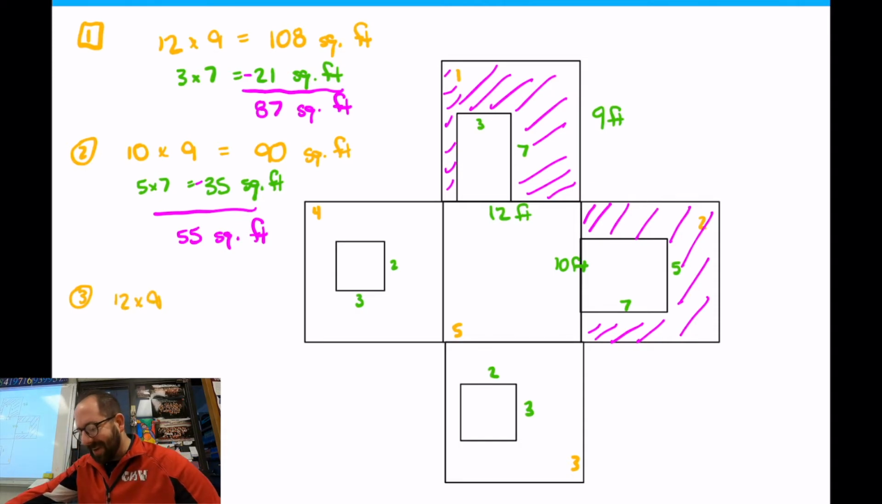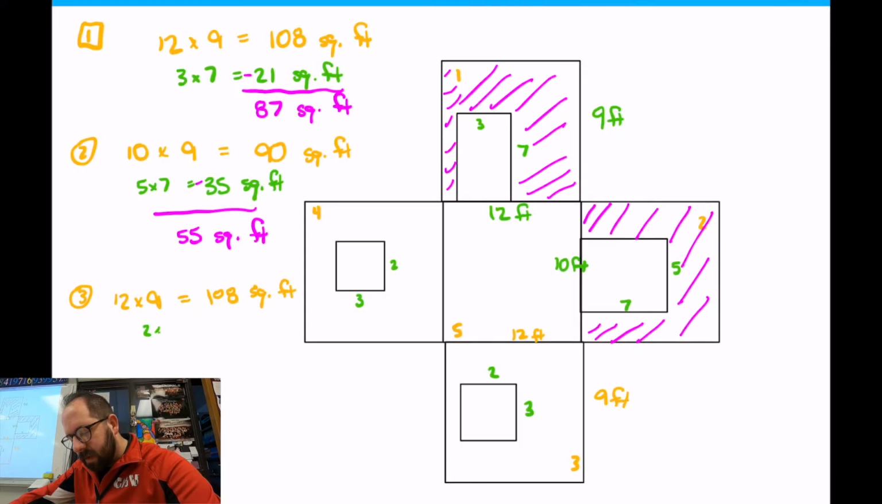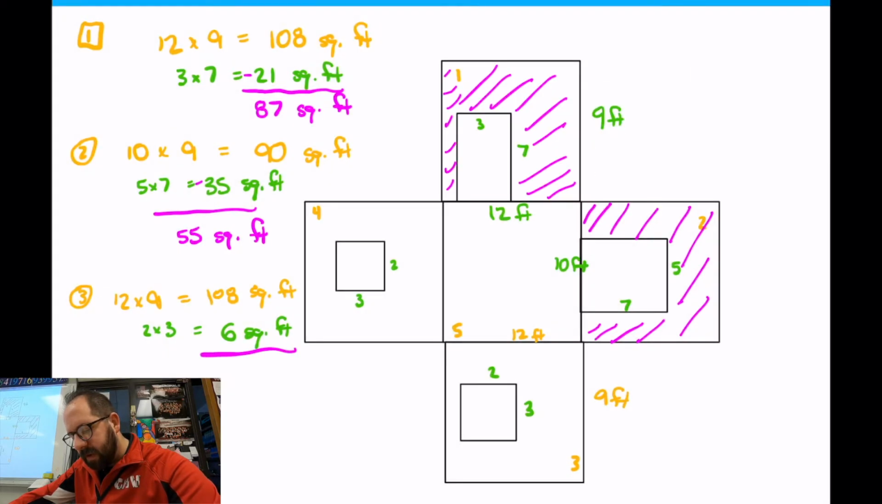All right, number 3. 12 times 9. So this wall, again, is 12 by 9. That's the third wall down here. This is 12 feet by 9 feet, the same as the top wall. So that's 108 square feet, minus the window, which is 2 by 3, so 6 square feet. Just like you said, subtract, you get 102 square feet.